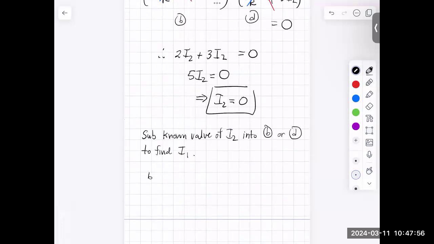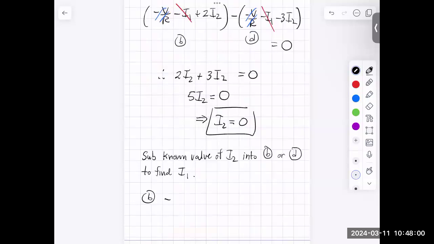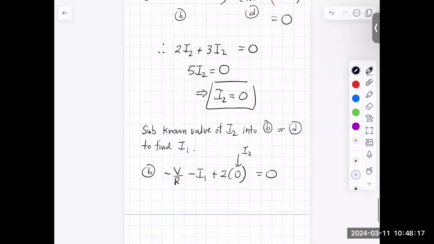Okay, so let's do equation B. It was minus V over R minus I1 plus 2 I2, but I2 is 0. And that has to be equal to 0. And so therefore, if you solve for I1, it's minus V over R.